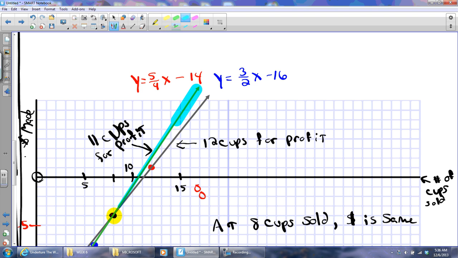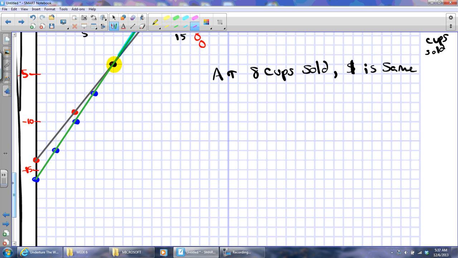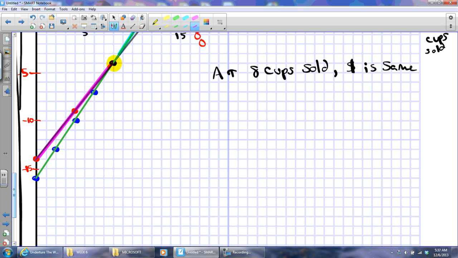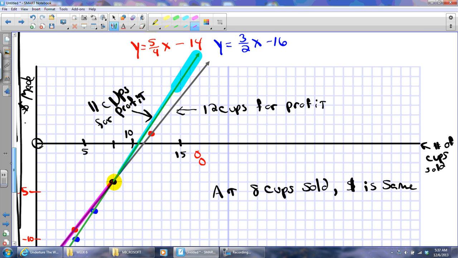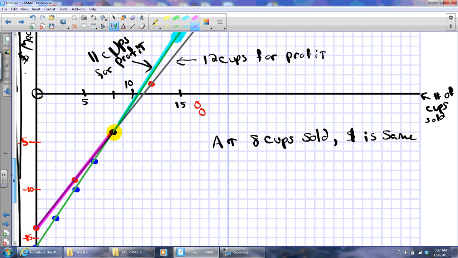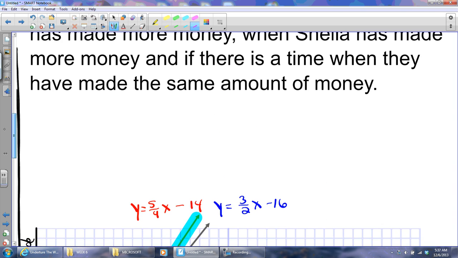Now, when has Sheila made more money? Well, her line is above the green line here. So when sales are slow or first starting, Sheila has lost less money. Well, she started off spending less money. Maybe Bob can afford to charge more or Heathcliff can charge more because his lemonade tastes better. I don't know, maybe.